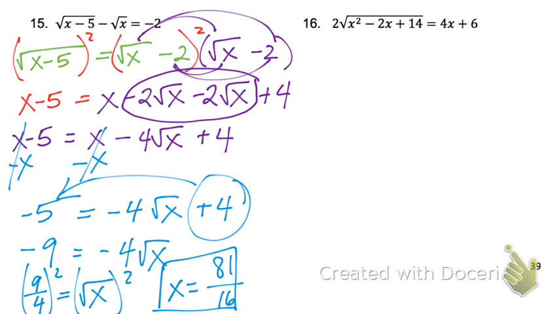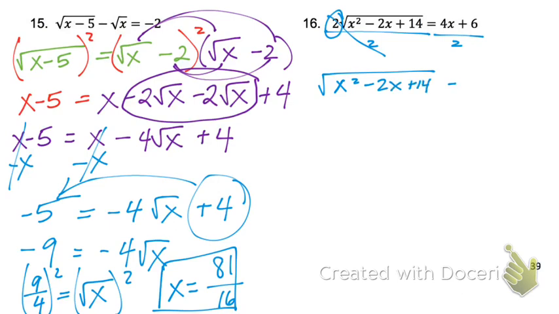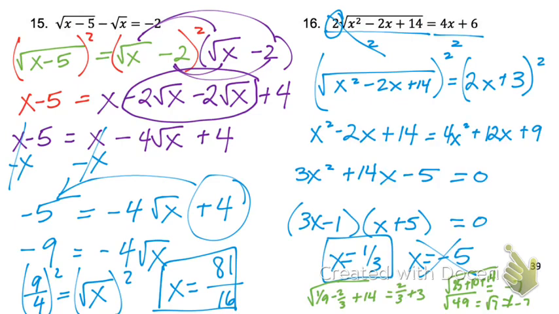Okay, so this last one is a factoring one, number 16. I want you to try that. What's the first thing I'm going to do? Divide by 2. So when I do that, I've got x squared minus 2x plus 14. When I divide by 2, it's 2x plus 3. Then I square both sides.